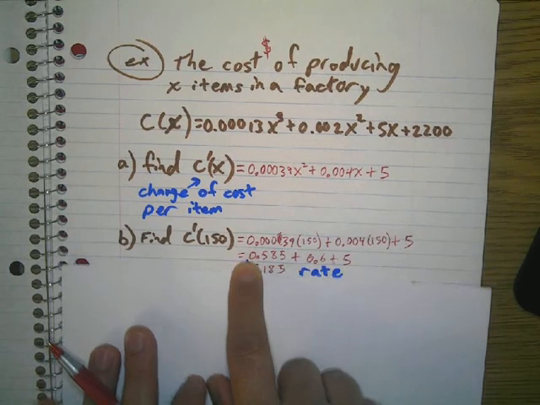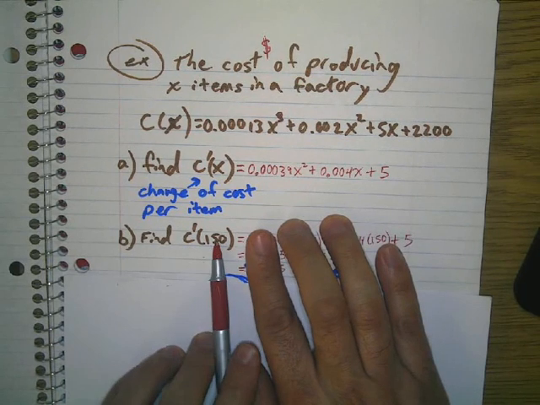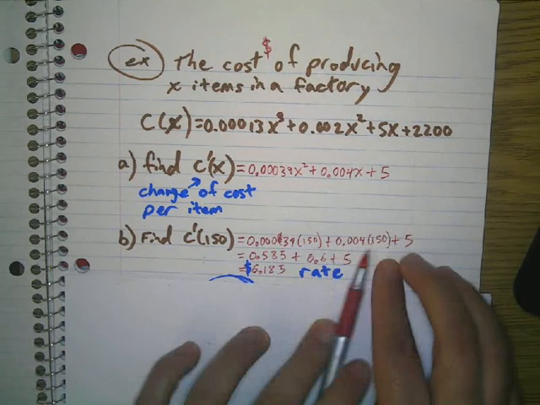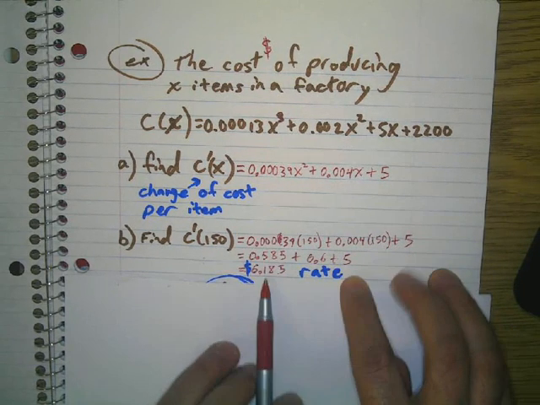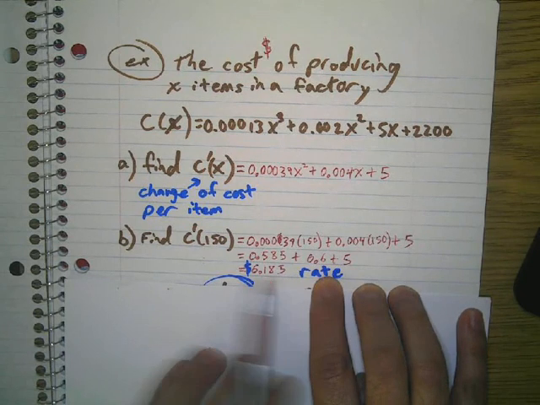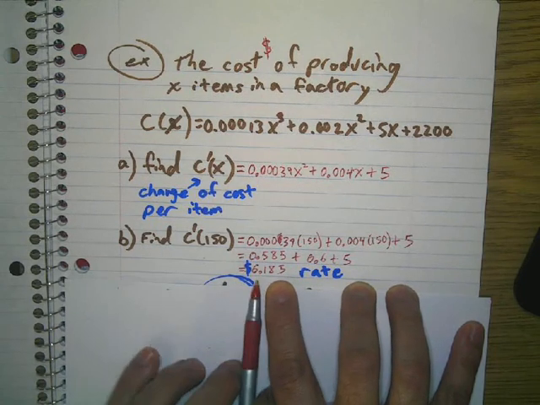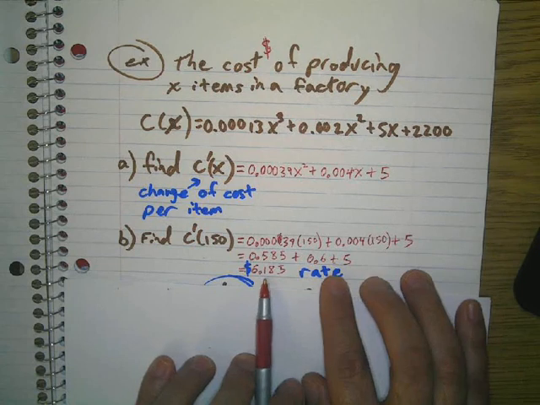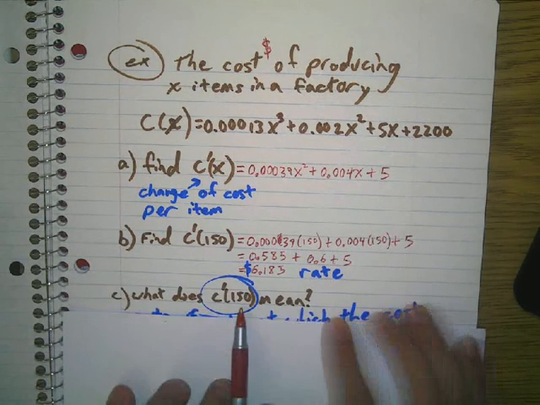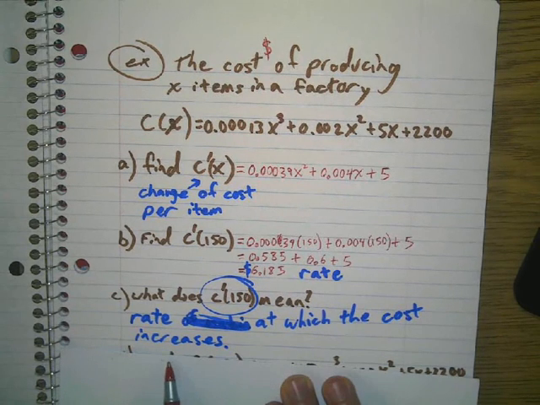Okay, if I want to find out what the derivative is at 150 items produced, I would just plug 150 into the derivative formula. And this would say, okay, 6.18. This is how much it's changing to make this item. It's increasingly costing more to produce 150. So the first derivative at 150 is the rate at which the cost increases.